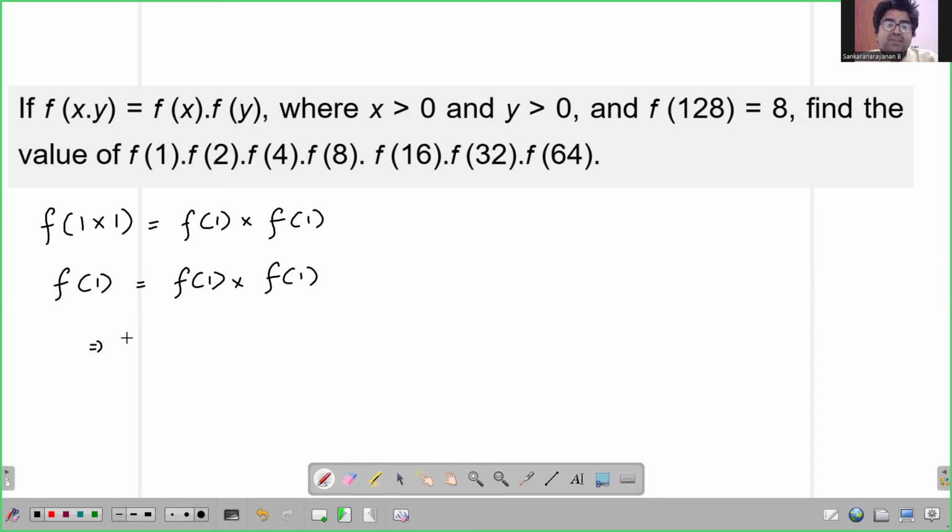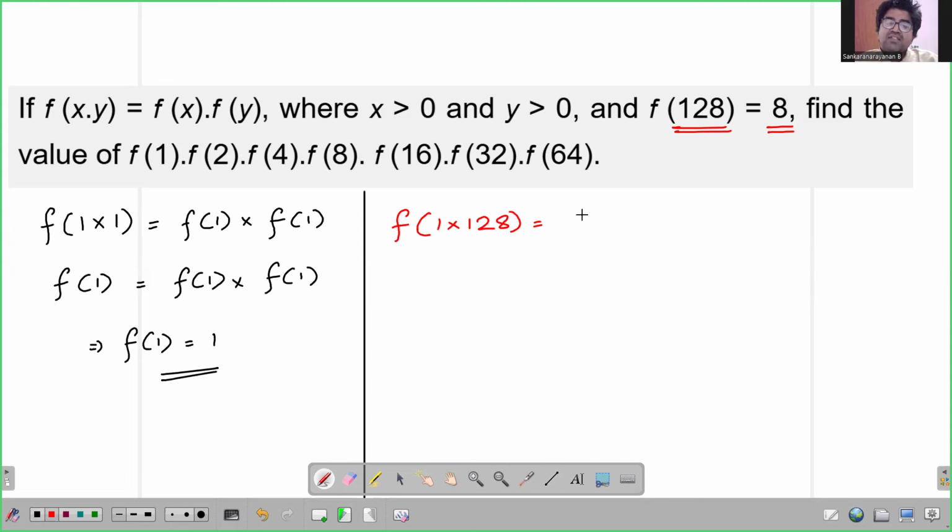This gives me the result f of 1 is equal to 1. So I got one input here, f of 1 is equal to 1. Now it's given f of 128 is equal to 8. Can I not write it like f of 1 into 128 is equal to f of 1 into f of 128? I can see that here the f of 1 value is equal to 1, right?